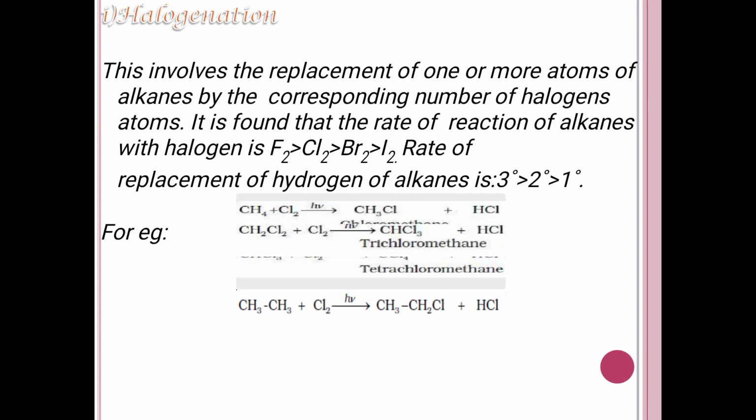We'll see halogenation. It involves the replacement of one or more hydrogens by halogens. In the reaction, the order will be like this: fluorine will be most reactive and iodine will be the least reactive. So CH4, methane, reacted with chlorine, will give CH3Cl. One of the hydrogens from methane is replaced; there are 4 hydrogens before and 3 after the reaction. Here you can see some other examples.